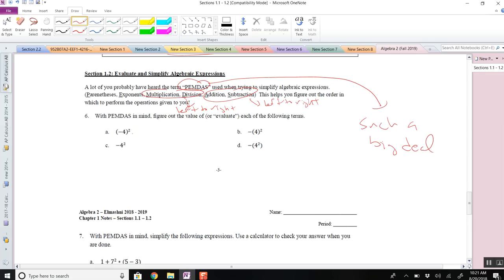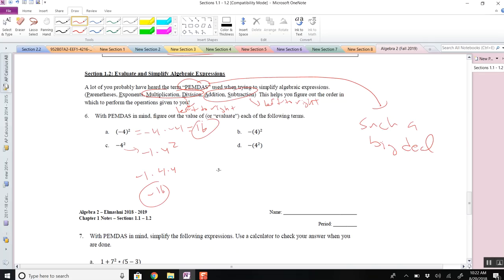Now look at what we have here for number 6. Negative 4 is in parentheses, so it means negative 4 times negative 4, so you're squaring it, 16. But take a look at C. That's like saying negative 1 times 4 squared. So you do 4 squared, which is 4 times 4, doing the exponent. Then you get negative 16. Notice the difference between the parentheses and without the parentheses.